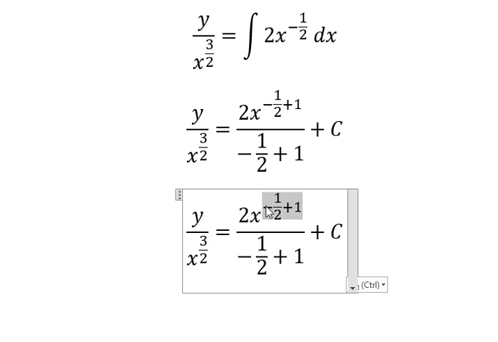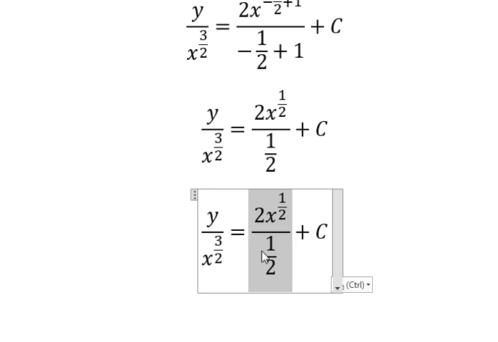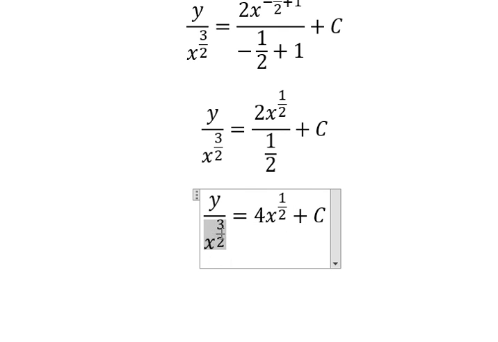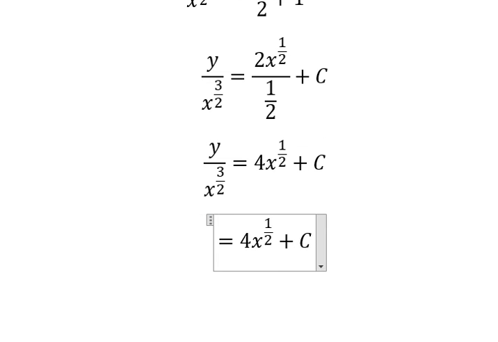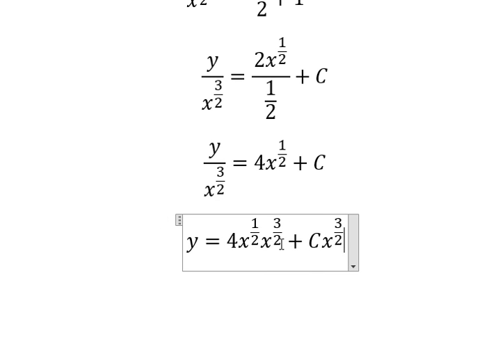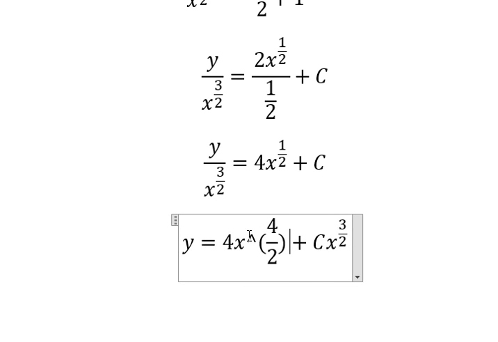This is 1 over 2. This is 1 over 2. So number 2 will go in here. Later we multiply both sides by s to the power of 3 over 2. So we have 4 over 2, and this is number 2.